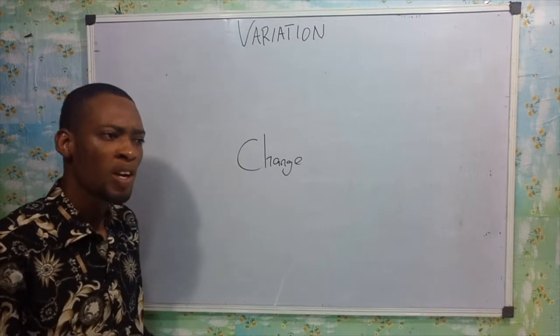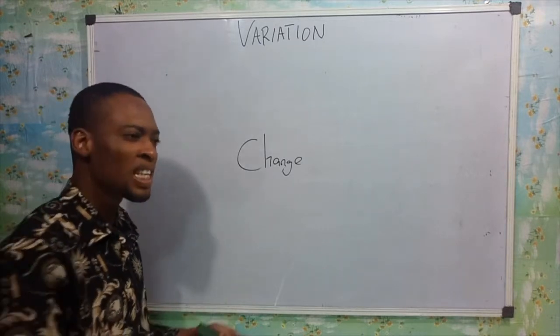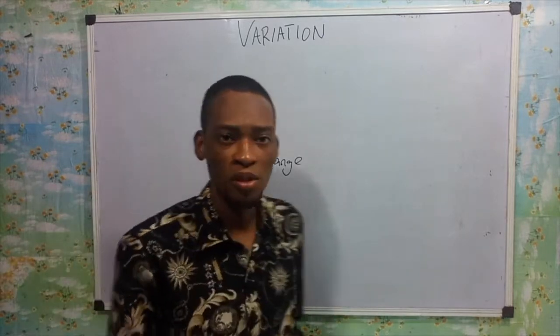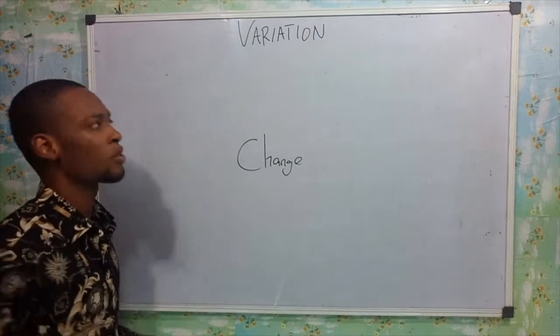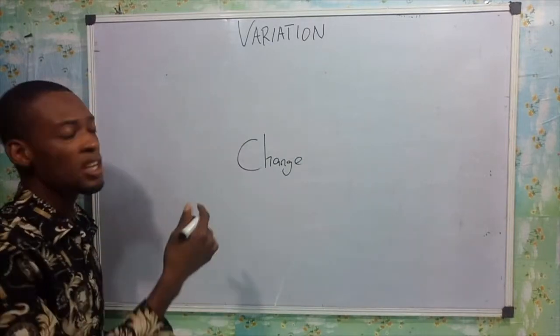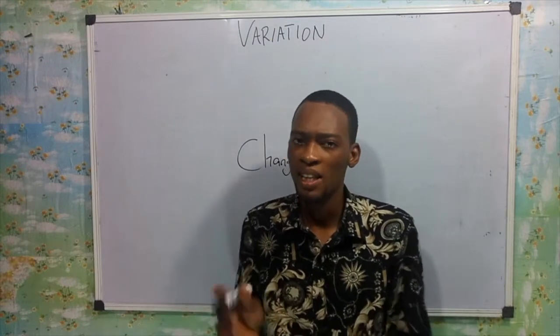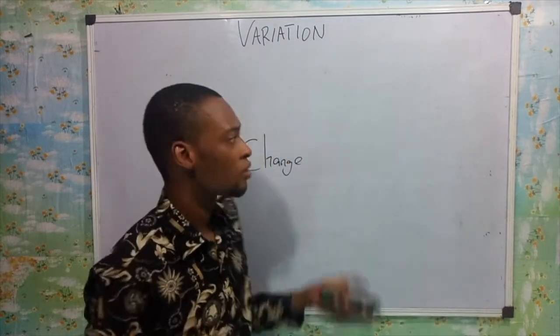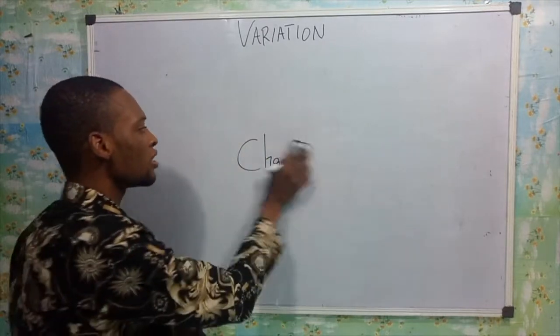Now, how does this change happen? How does it affect us? Does it affect us directly or indirectly? This is what we shall discuss. Variation is a very interesting topic in mathematics, very simple, and you don't have to fail any question from variation. So it's your sure bet in JAMB.